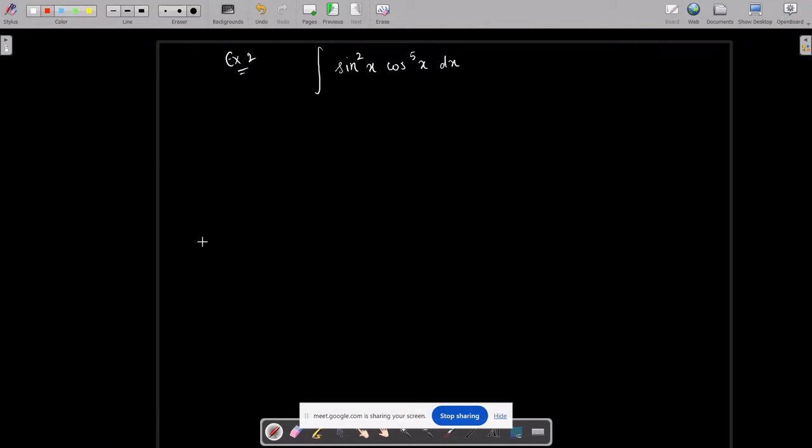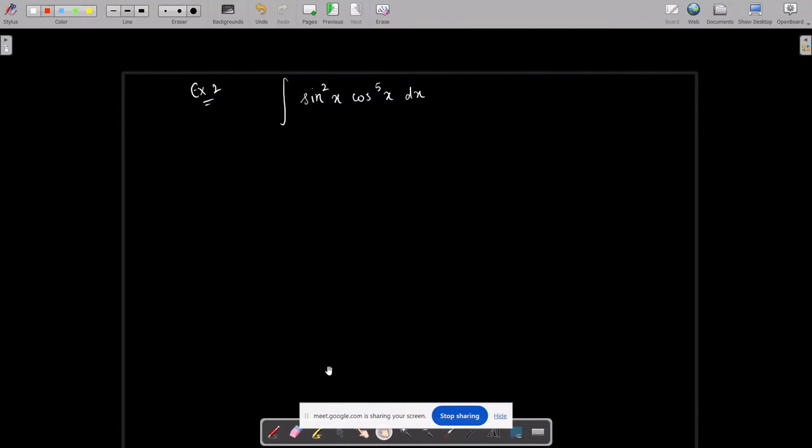So which one is odd? Sine squared x is even, cosine to the 5th is odd. So if cosine is odd, then we will substitute sine. I hope you have understood the reason why we are doing this. I want to make sure that you know why we are doing something, so you should not blindly do it like, oh, cosine is odd.